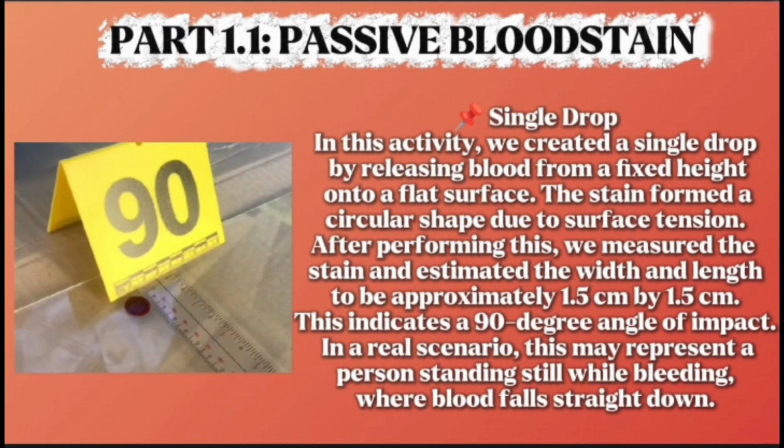Single drop. In this activity, we created a single drop by releasing blood from a fixed height onto a flat surface. The stain formed a circular shape due to surface tension. After performing this, we measured the stain and estimated the width and length to be approximately 1.5 cm by 1.5 cm. This indicates a 90-degree angle of impact. In a real scenario, this may represent a person standing still while bleeding, where blood falls straight down.